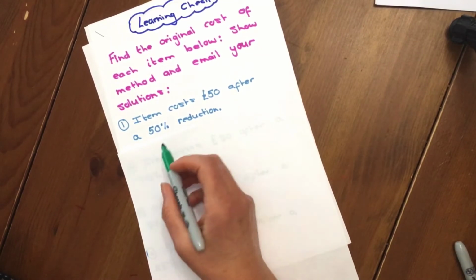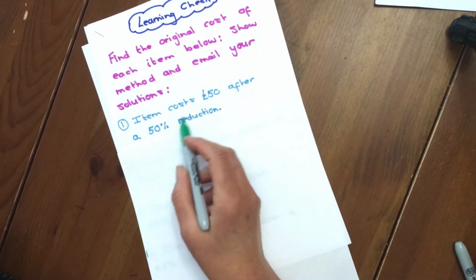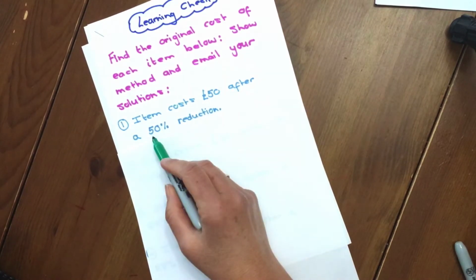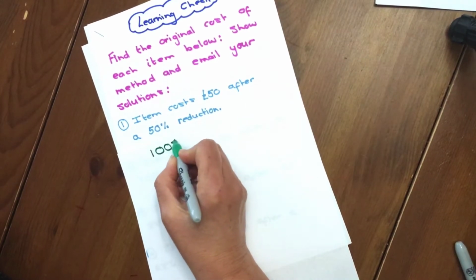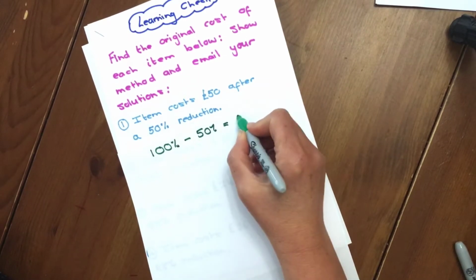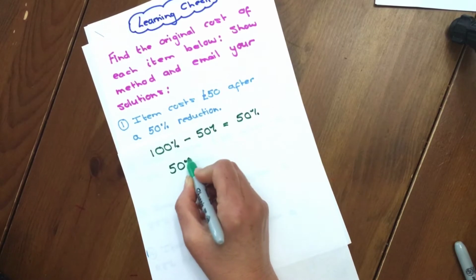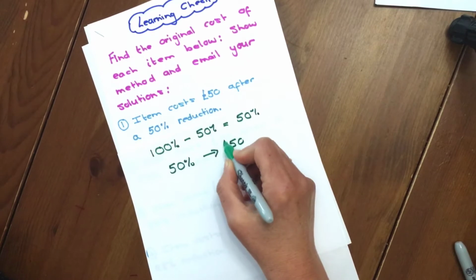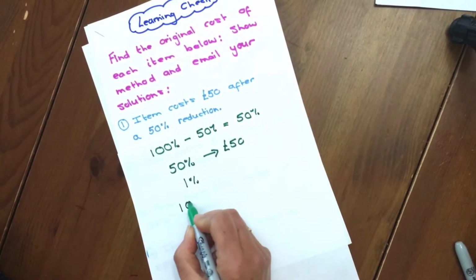Question 1, saying that it costs £50 in the sale after a 50% reduction. So it's 100% originally and it's gone down by 50%. So the sale price is now 50% of the original. So the sale price is £50. So we're going to find out 1% and then we're going to find 100%.